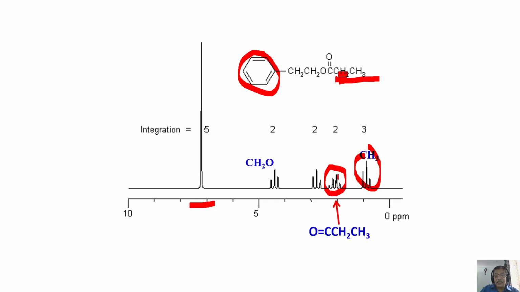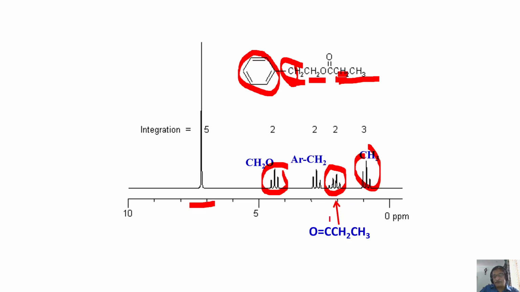And next is this CH2 attached to O, comes downfield, and it's a triplet because it is coupled to this. Then this CH2 is coupled to this. So that has to be this aromatic CH2. This is a very important thing you have to see.